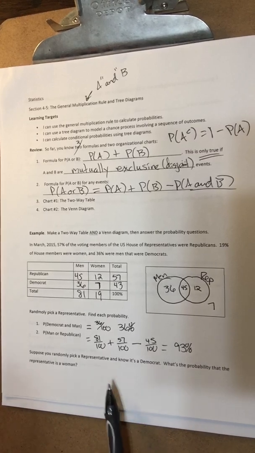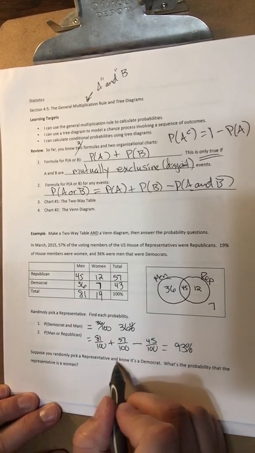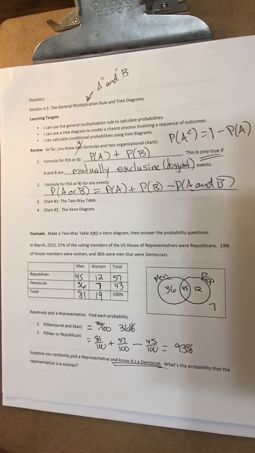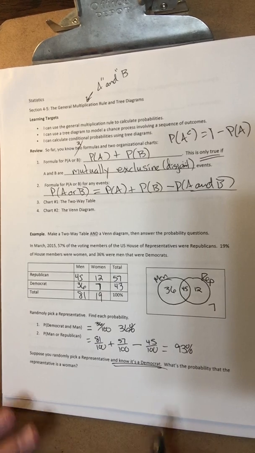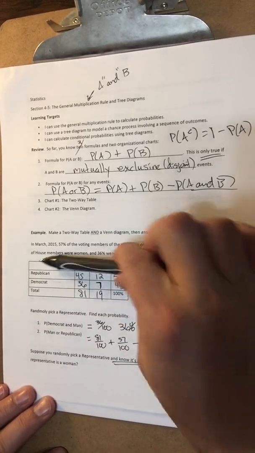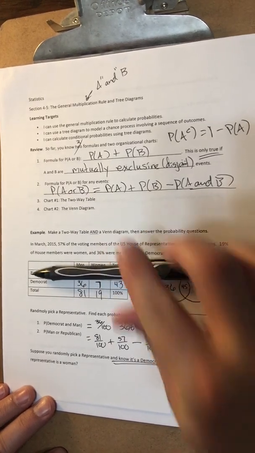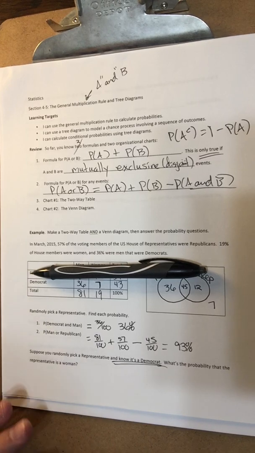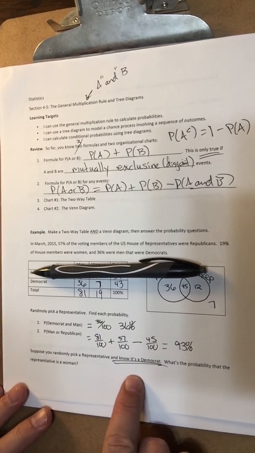Suppose you randomly pick a representative. Oh, here we go. And you know it's a Democrat. That's new. Now I'm putting a condition on the information that you know. If you know the person is a Democrat, then all of these people where I'm going to put my pen, they don't matter anymore. They're off the board. If I know the person is a Democrat, there's 36 guys and 7 women. Everybody else is no longer part of this problem.